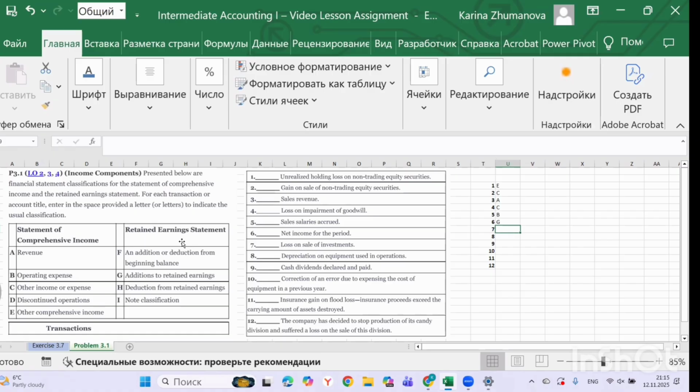Seventh, loss on sale of investment. It means that we sold the investment for a lower price and it's a realized loss. So the answer is C, other income or expense, because it's a loss, but not from the main operations, not from the main processes of the business. Eight, depreciation on equipment used in operations. It's systematic allocation of the cost of equipment over its useful life. So it's operating expense.